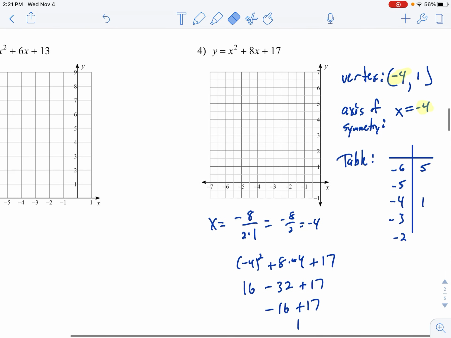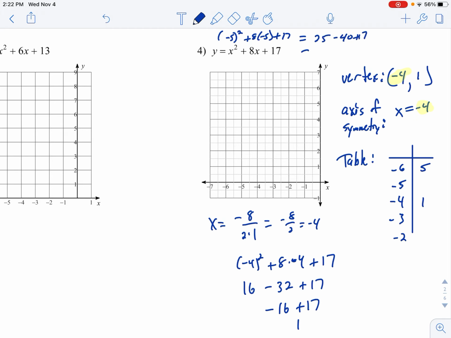Sorry, I got a little sidetracked. Plug in negative 5. Negative 5 squared plus 8 times negative 5 plus 17. That's 25 minus 40 plus 17. So that's negative 15 plus 17, which is 2. Now, my next two answers should be 2 and 5.